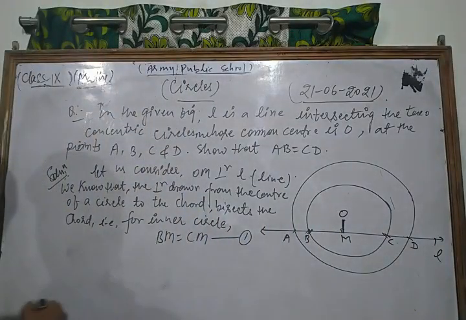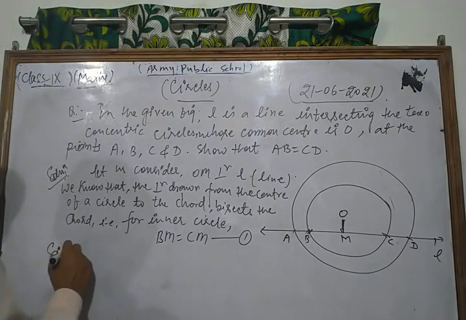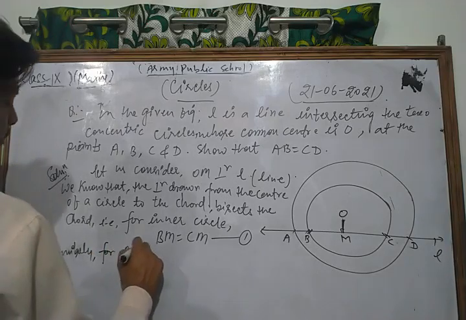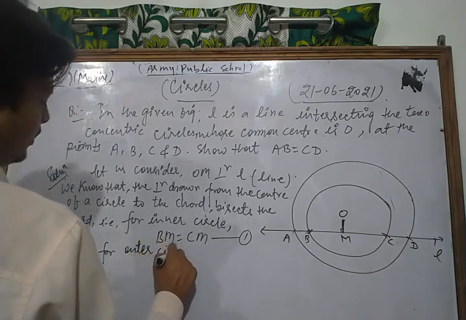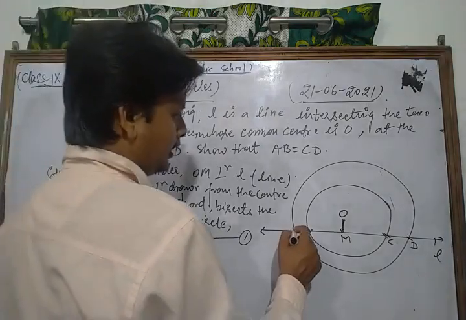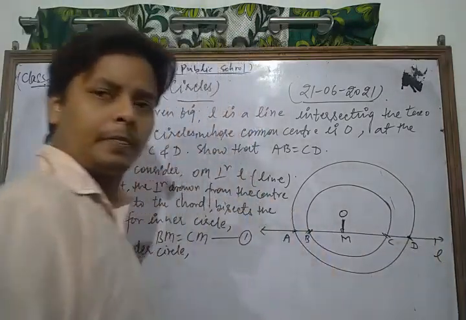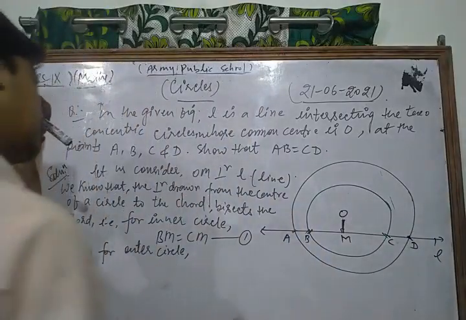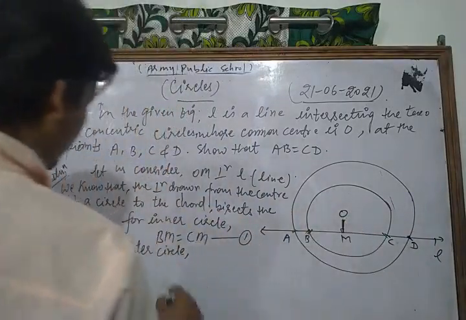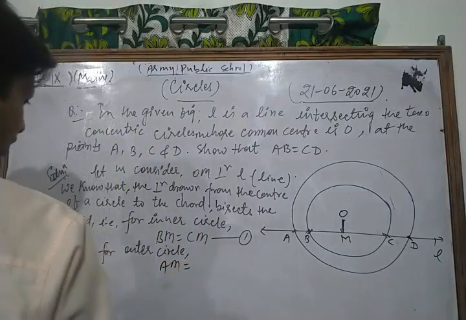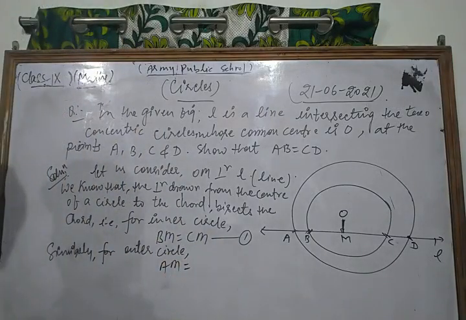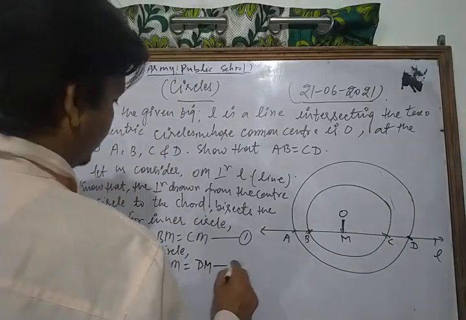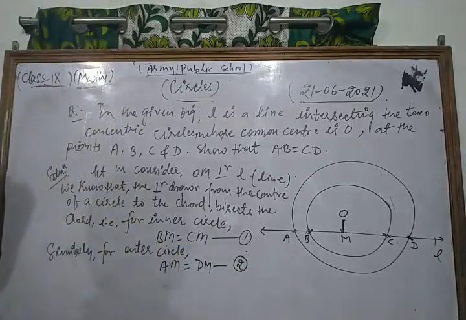Similarly, dear friends, for the outer circle, meaning the bigger circle, AD is a chord. So we know that the perpendicular from the center of the circle to the chord bisects the chord. So AM is equal to DM. Take this as equation number 2.